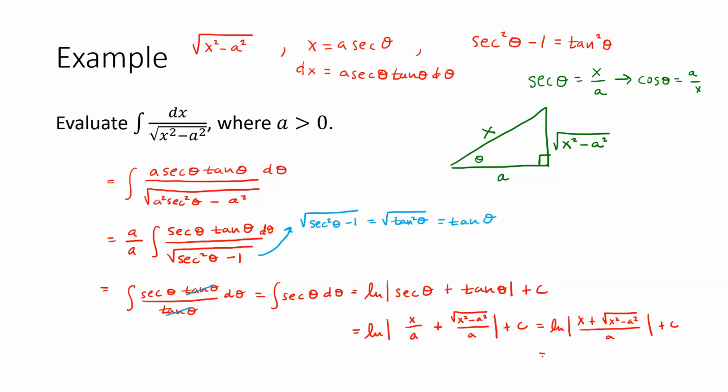Since I'm dividing by the a here, we can split it off into a separate logarithm. And this is just some different constant here. I'll call this C2, for instance. So it'd be ln of x plus the square root of x squared minus a squared, plus some other C2.